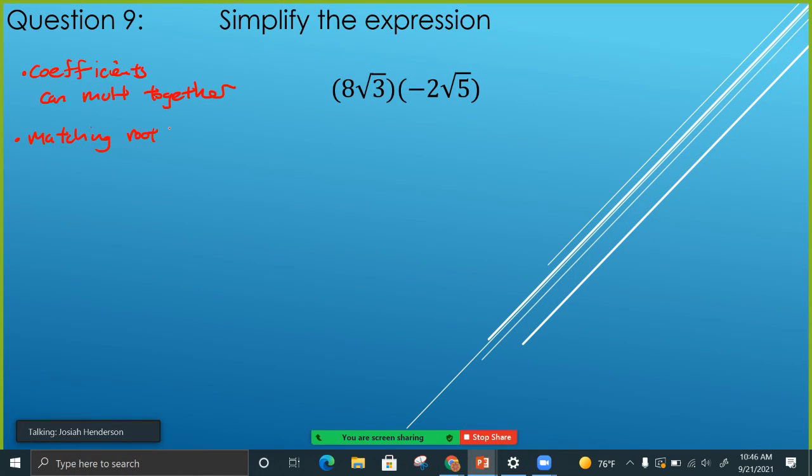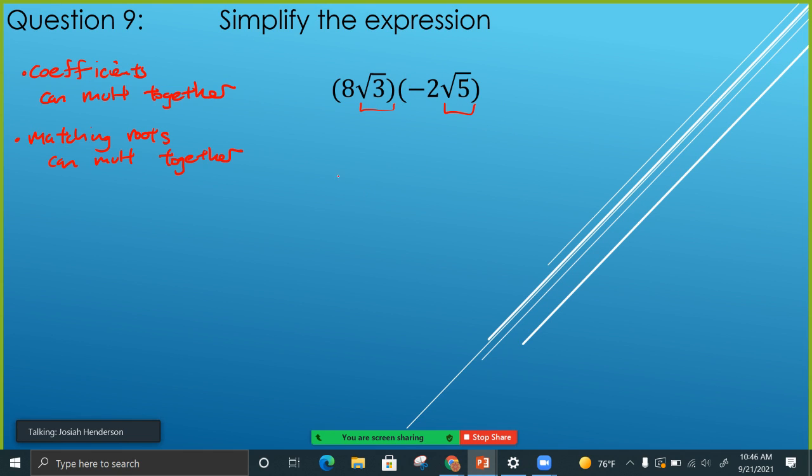I don't think we're going to have any really crazy trick problems with non-matching roots. I've double checked the test a couple times and I didn't see that. But I want to be clear with you: it's only matching roots that can multiply together. That means 2 square roots could multiply together, or 2 third roots or 4th roots, or 2 12th roots. Now in this case, we've got square root of 3 and square root of 5.